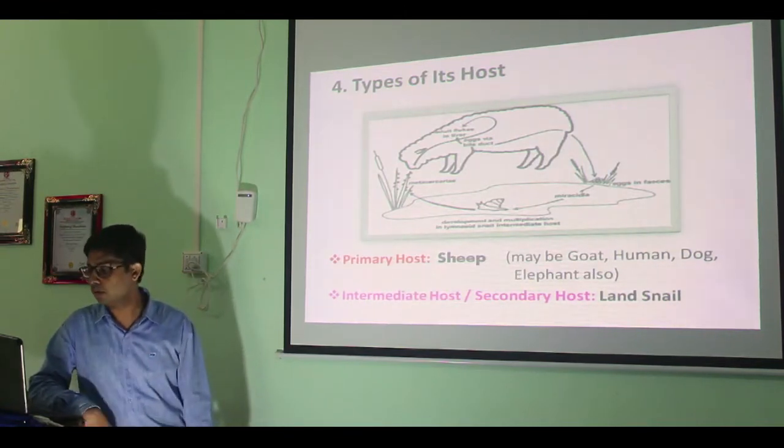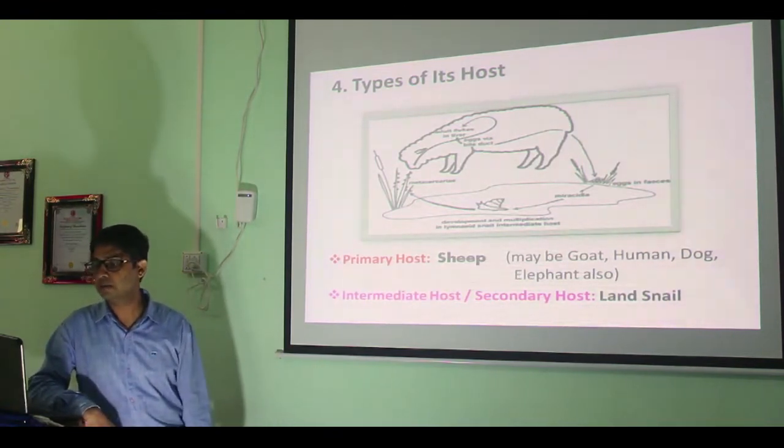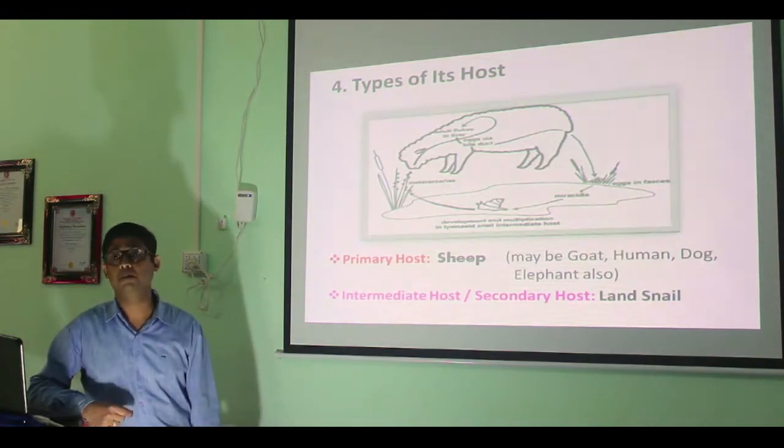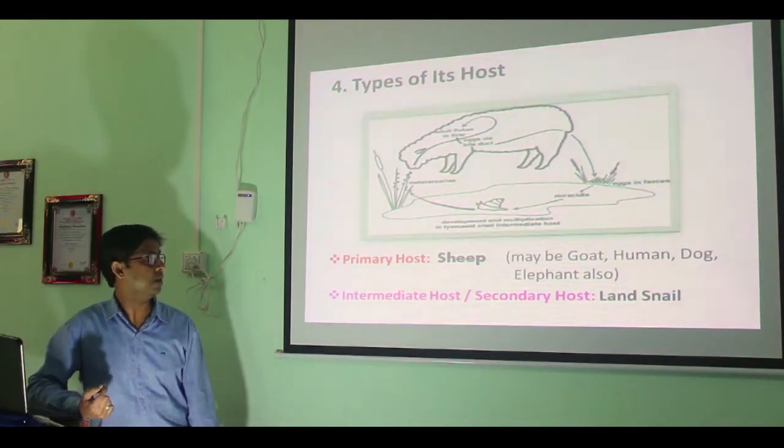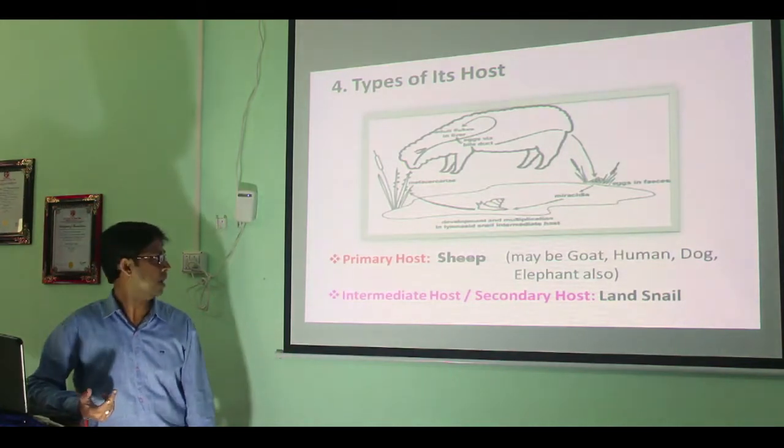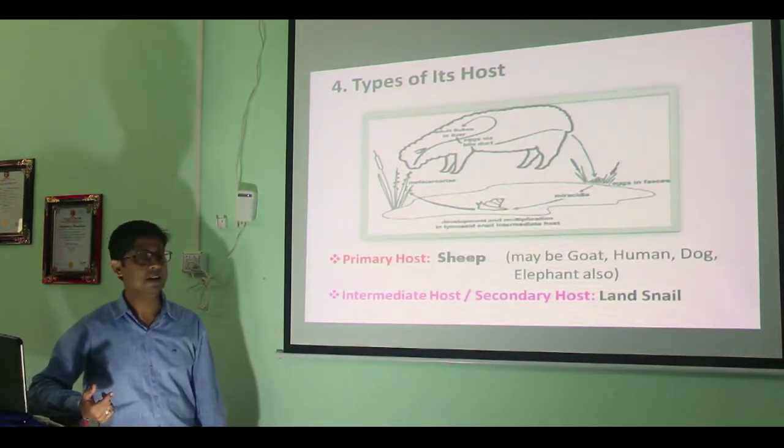Now let us know the types of hosts in the life cycle of Fasciola hepatica. So there are two types of hosts, as already mentioned. That is the primary host, which is sheep, that may again be goat, cow, human being, dog, elephant also. And the intermediate host is the land snail.